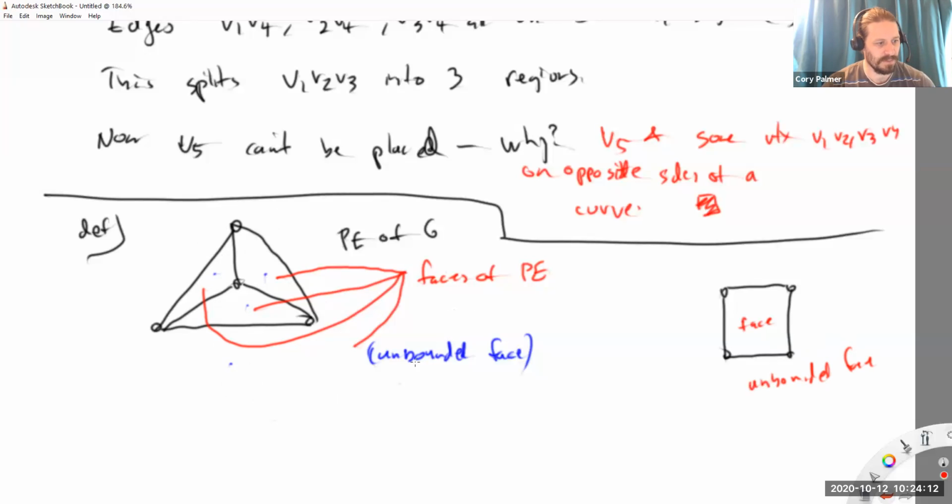Anyway, so we can talk about faces. We can talk about unbounded faces, but keep in mind, and this is important, we can only talk about these objects in a planar embedding. If I give you a graph G and ask you about its faces, it doesn't mean anything until you've drawn it in the plane, right? Just saying, how many faces does K4 have doesn't mean anything until I've actually drawn it. We'll discover later that the number of faces is actually fixed. If the graph is planar, no matter how you draw it, it always has the same number of faces. That's maybe not totally obvious, but that's true.